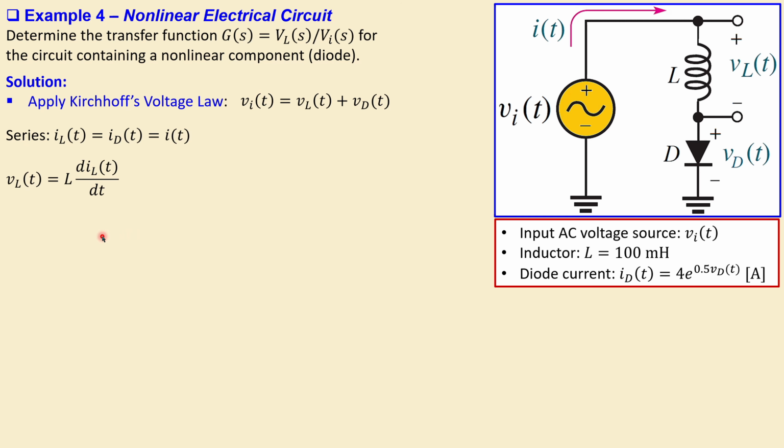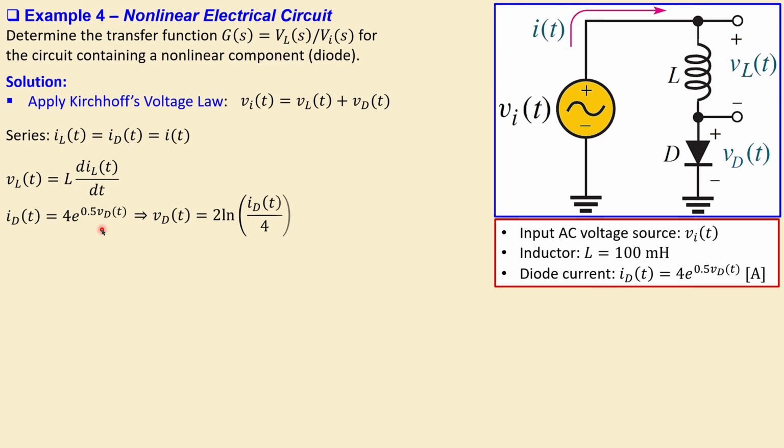Okay, now the voltage across the inductor is given in time domain by this expression, which is then physically determined. So the voltage across the inductor is then the inductance value, which is here 0.1 henries or 100 millihenries, times the first derivative in time of that current. For the diode, we have this expression, which is nonlinear. This is a linear expression, but this is the nonlinear expression. Okay. What can we do?